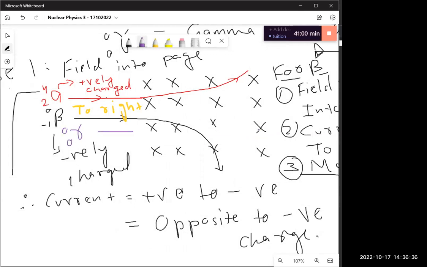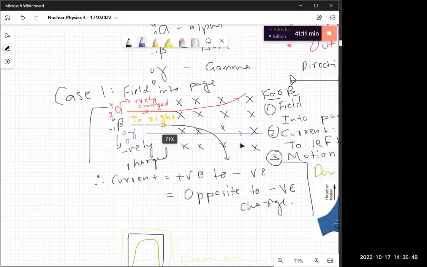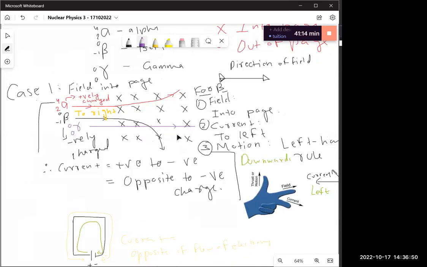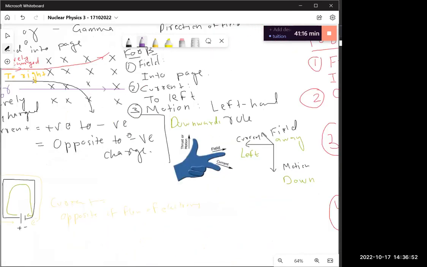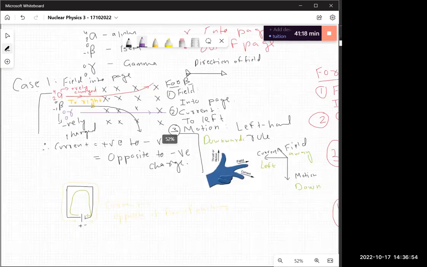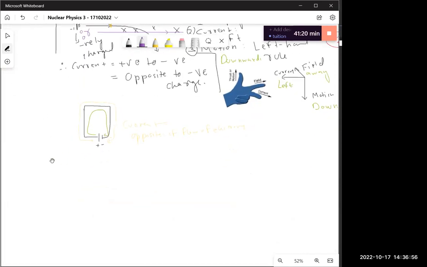Any questions? Why does gamma not bend? There is no charge on gamma. So there cannot be any current, because gamma doesn't have charge. So that is all you need to know. Now I'll summarize this.